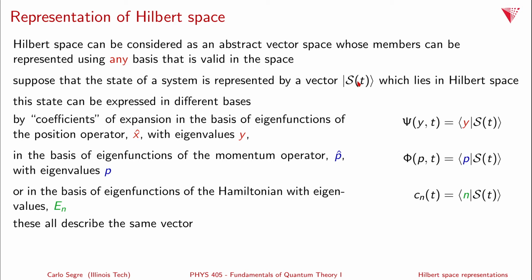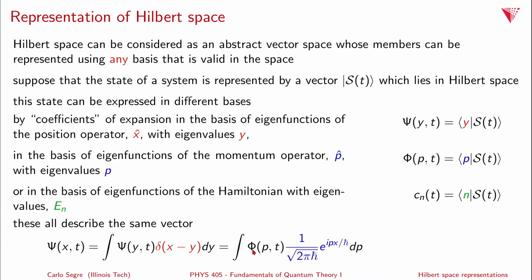What results then is a vector which can be described as an integral of psi of y and t, delta of x minus y, which is the eigenfunction for the position operator, integrated over dy, and that will give you psi of x and t. You can also write that as phi of p and t, which are the coefficients that you get when you project S along the eigenstate of eigenvalue p, times the eigenfunction with eigenvalue p integrated over dp. Gives you the same exact function.